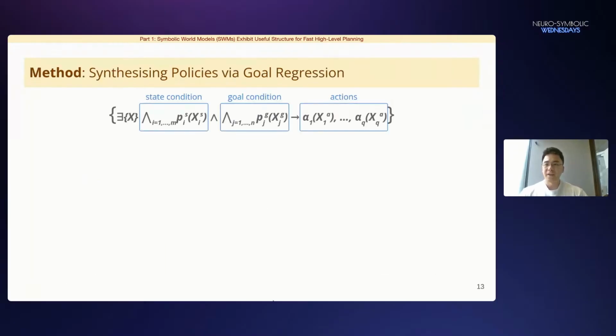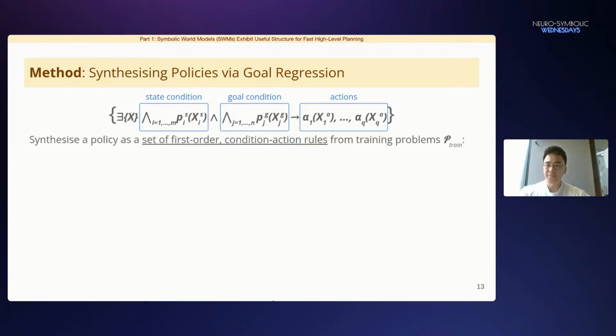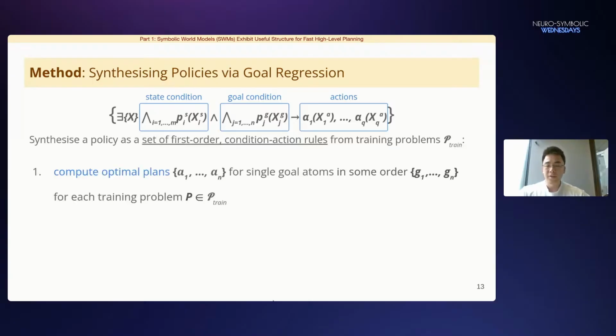So with goal regression defined, we're introducing our next approach to synthesizing and learning policies from our training set. Recall that our policies take the form of a set of condition action rules as follows. And we're going to synthesize or learn them in 3 steps. First, given your set of training problems, we're going to explore and compute a data set consisting of optimal plans for singleton goal atoms in any order.